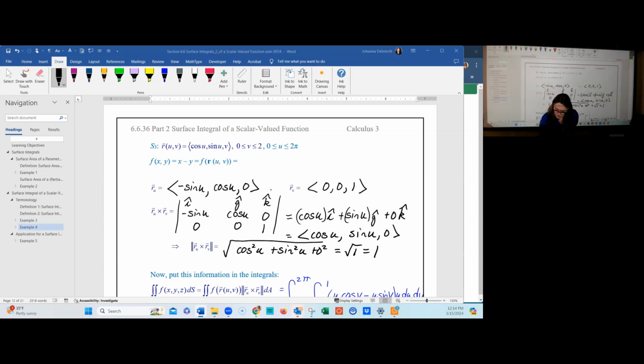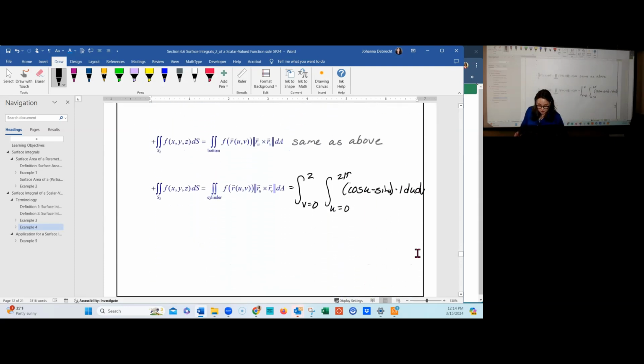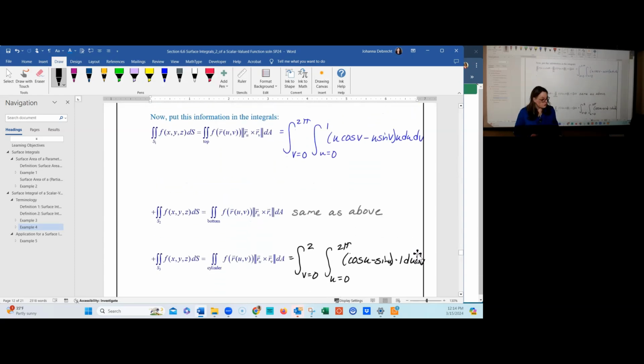Now, how would we parameterize our function for this particular one? In this case, we take the x component, which is cosine of u, and subtract the y component, which is sine of u. Now we can put this into our integral formula, which would give us the integral from v equals 0 to 2, and the integral from u equals 0 to 2 pi of cosine u minus sine u times 1 du dv. Go ahead and pause the video to work out the value of each of these surfaces' surface integral, then turn the video back on so we can compare our results.